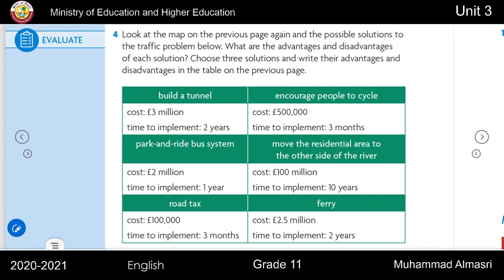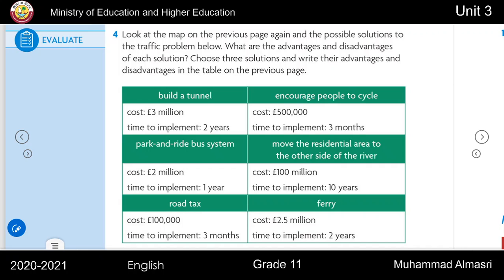Now look at the map on the previous page again and the possible solutions to the traffic problem below. What are the advantages and disadvantages of each solution? Choose 3 solutions and write their advantages and disadvantages into the table on the previous page. The first solution is building a tunnel. This might cost £3 million. Time to implement 2 years.